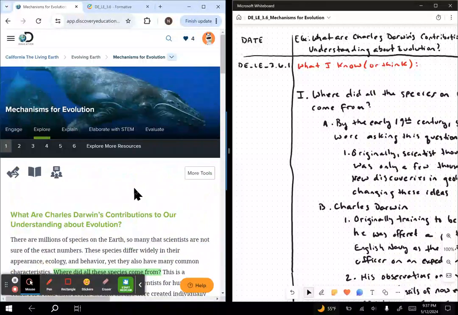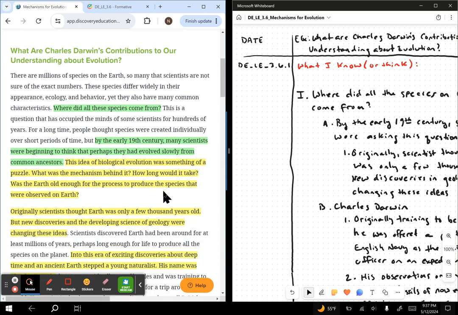Okay, let's jump into this. We're in the Living Earth text, Unit 3, Evolving Earth 3.6. We're looking at the mechanisms for evolution. The essential question for this is: what are Charles Darwin's contributions to our understanding about evolution? So go ahead and write that down.